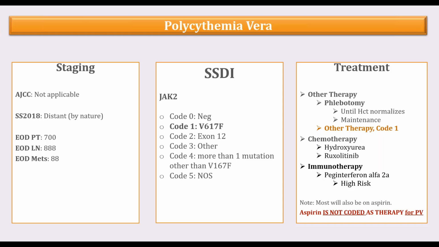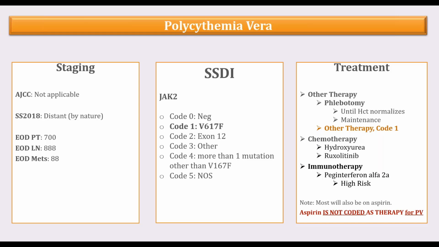The treatment is phlebotomy is common. So they're going to do the phlebotomy on these patients until the crit normalizes. And it's really important that this is captured and coded under other therapy, code 1. A lot of times this is overlooked and the phlebotomy isn't captured at all in these cases. It's really important to know to be looking out for these phlebotomies in these PV patients and to get them captured and coded and in your text as well.